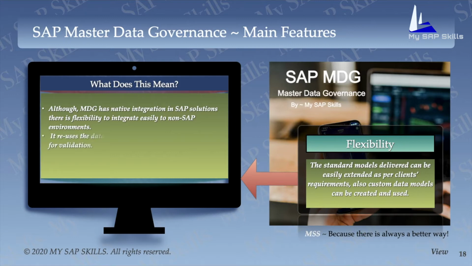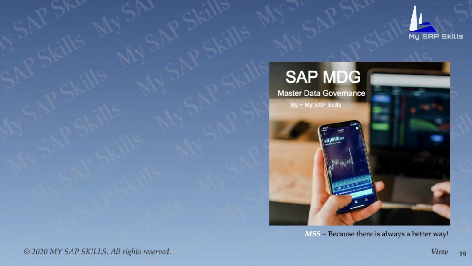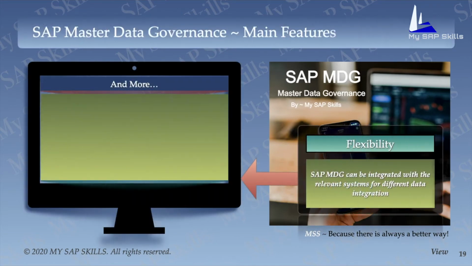It reuses the data model, business logic, and configuration for validation. All changes are highlighted on the screen. Saved changes and unsaved changes show in two different colors, as we have already seen in the previous screen. It is also flexible to be used with Ariba and Hybris PCM system.